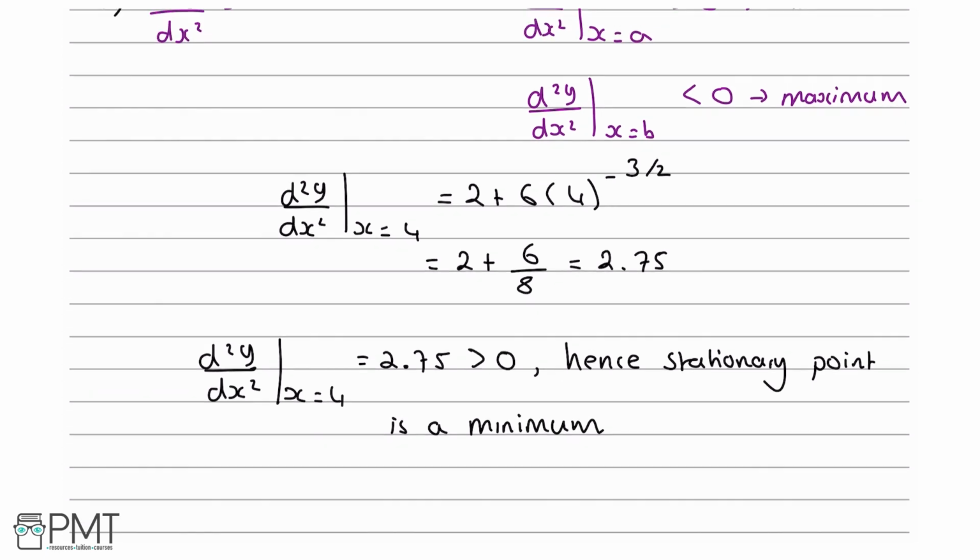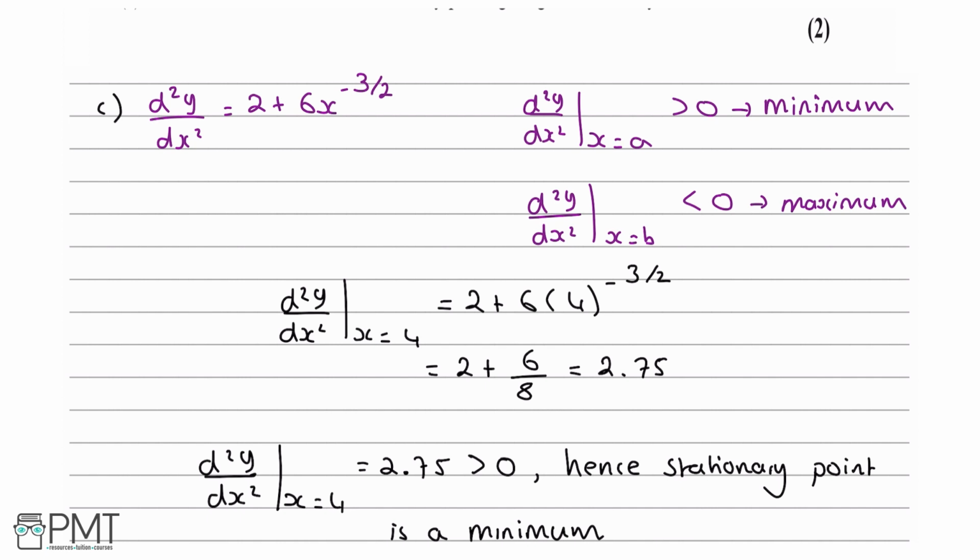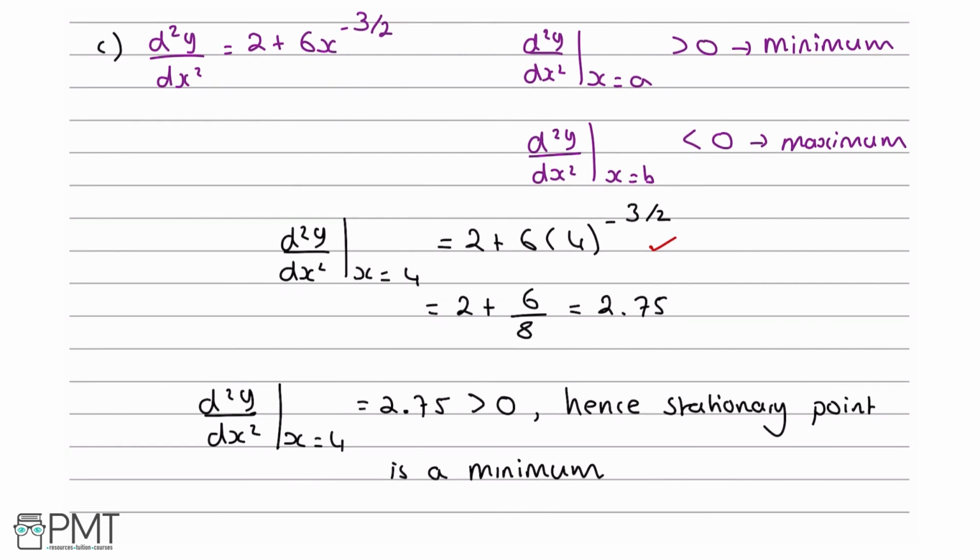Okay, so this question itself is worth 2 marks. You get your first mark for being aware that you need to substitute x equals 4 into your expression for d squared y by dx squared. So that would be it. Your second mark comes from stating both that d squared y by dx squared at x equals 4 is 2.75, which is greater than 0. So this whole chunk gets you 1 point, and then hence the stationary point is a minimum is the next point. So you need both of these points to get the second mark for the question.